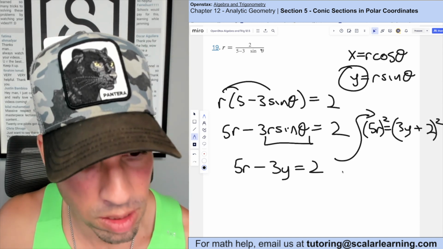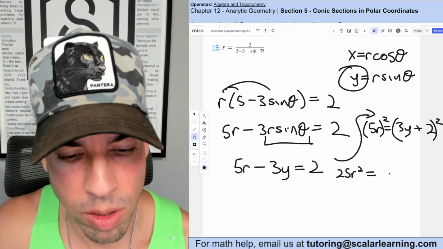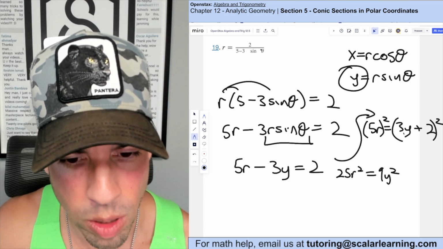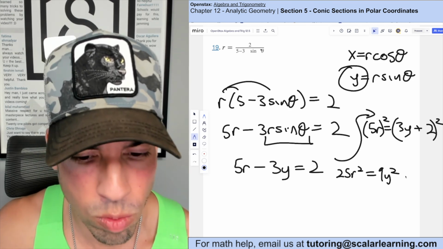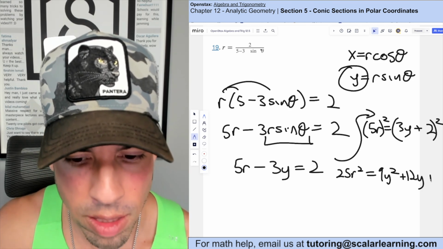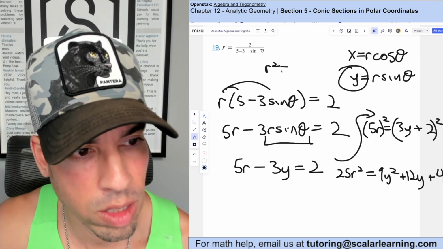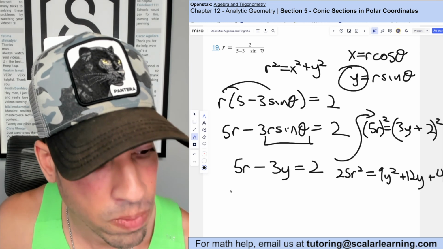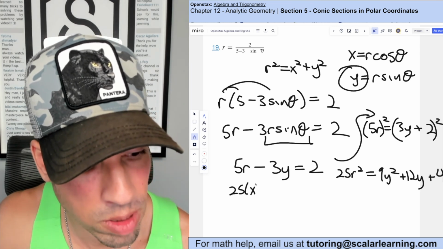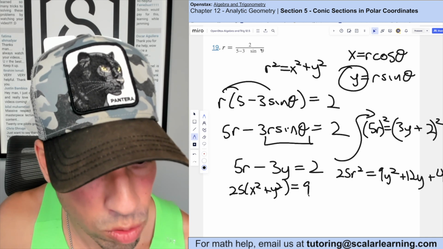On the left-hand side, we get 25r squared. On the right-hand side, we're going to FOIL this out, and we got 9y squared. And then remember, you're FOILing, so it's 3y times 2 plus 3y times 2, which is 12y, and then plus 4. The reason why I'm doing this is because r squared is equal to x squared plus y squared. So now I can substitute that in. So we got 25 times x squared plus y squared is equal to what we had before.